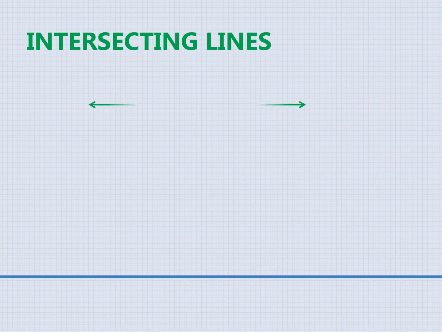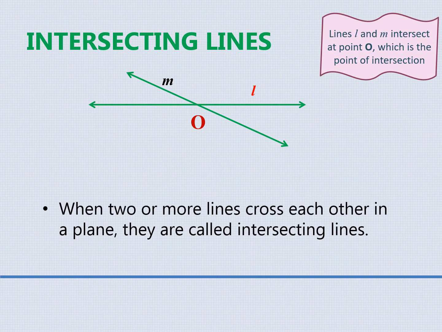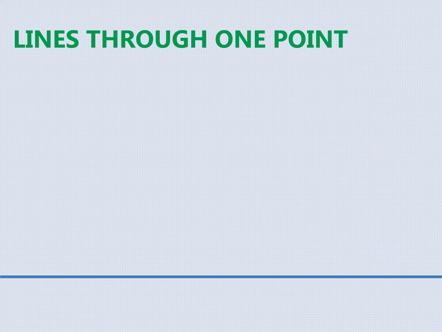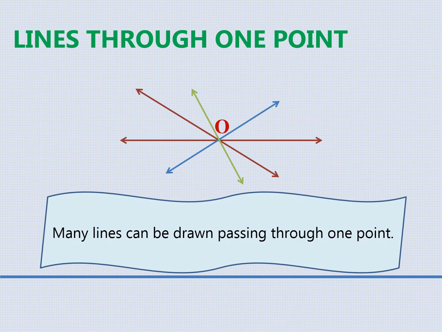Let us consider a line L and another line M, which cuts this line at the point O. Then we will say that the lines L and M are intersecting lines. The point where they cross each other is called the point of intersection. Now here you can see two lines intersecting each other at the point O. Can we draw other lines passing through the point O? Let us try. Yes, we can see that we can draw many lines passing through the point O. Thus we can conclude that many lines can be drawn passing through one given point.